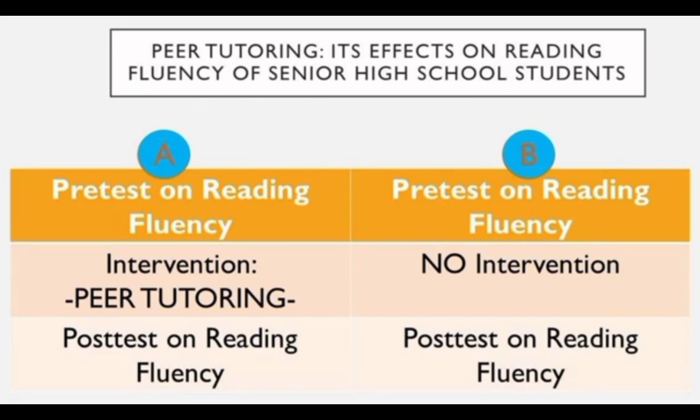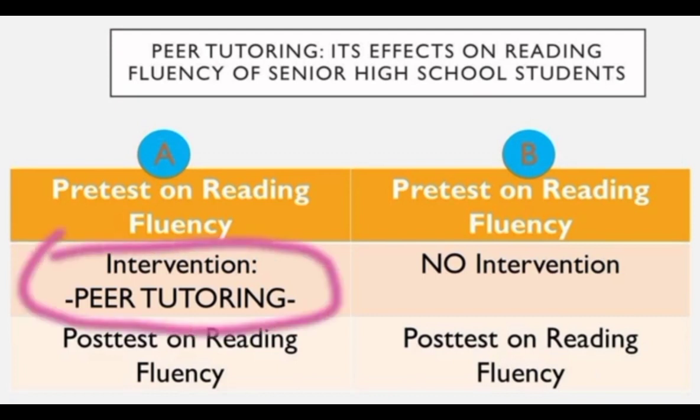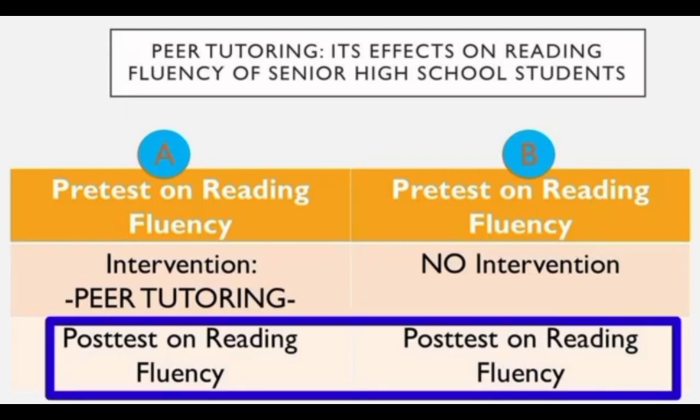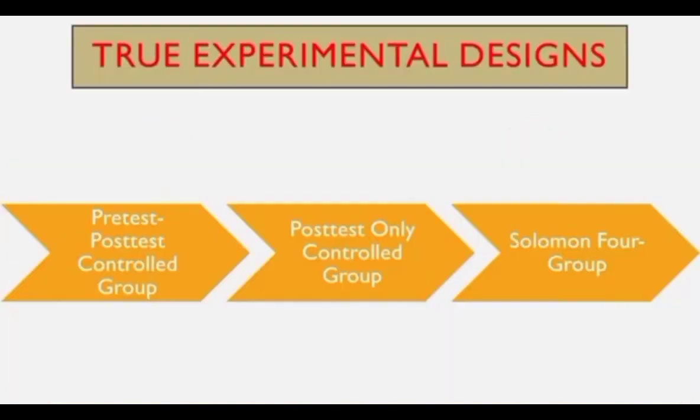Now, both of them will be given a pretest on reading fluency. However, when it comes to intervention, only the experimental group will receive an intervention, which in this case is peer tutoring. The control group has no intervention. Now, in the post-test, they will both be given a post-test on reading fluency. So we're done with the first type of true experimental research design, the pretest post-test control group design.